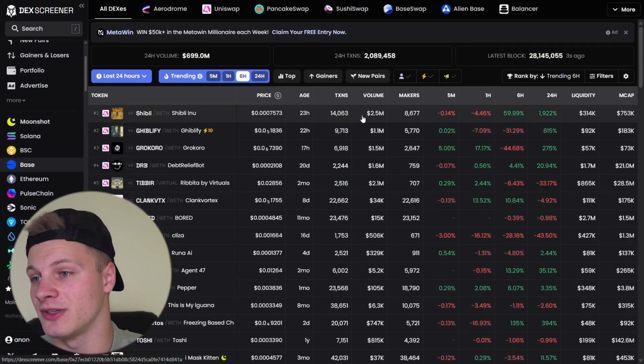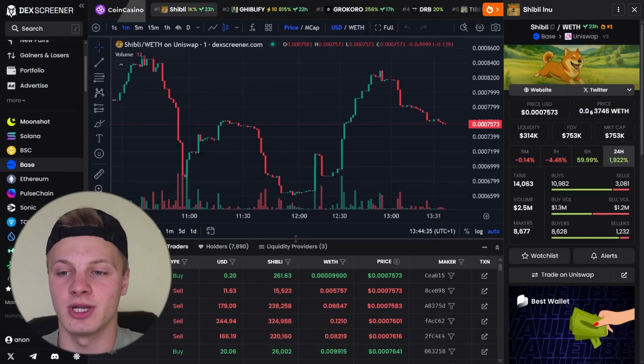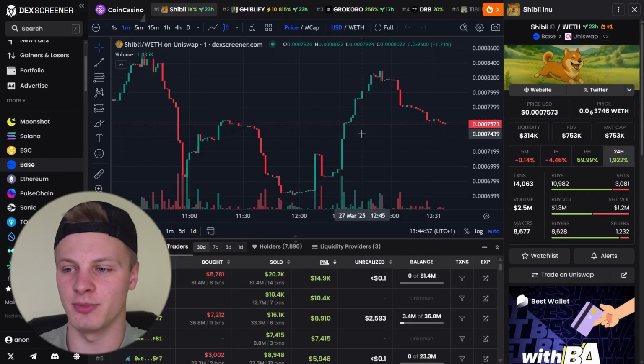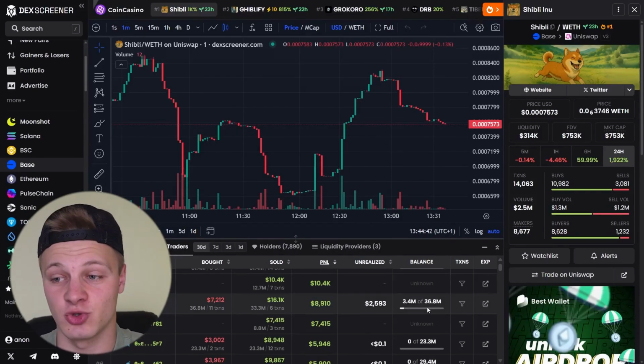For example, here's a token with a trading volume of 2.5 million. Interesting, let's take a look. They created some kind of Shiba Inu. We can go to top traders and see the wallets that made money on this token and now analyze these wallets. Here's the wallet, for example, and it still holds the tokens.